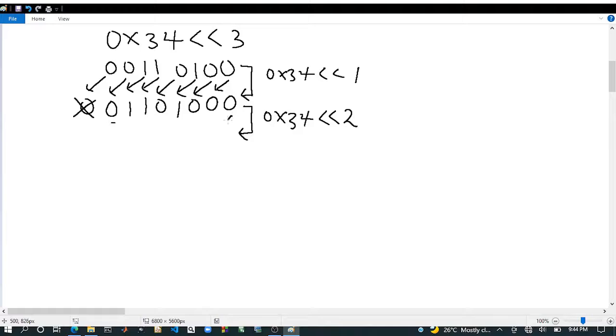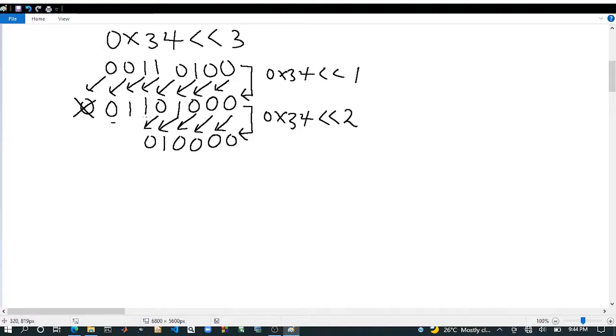So let's shift this bit to the left by 1 position, right? Okay. So our bit 0 is now vacant. We put a 0 there. We shift this to the left by 1 position. So we have a 0 here. Shift this to the left by 1 position. We have a 0 here. Shift this to the left by 1 position. We have 1. And we shift this to the left by 1 position.